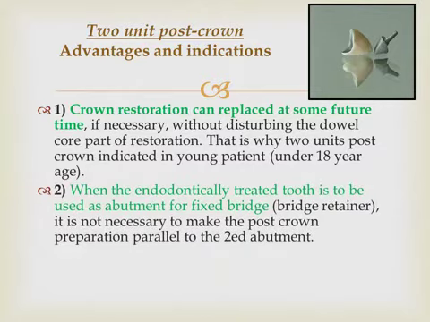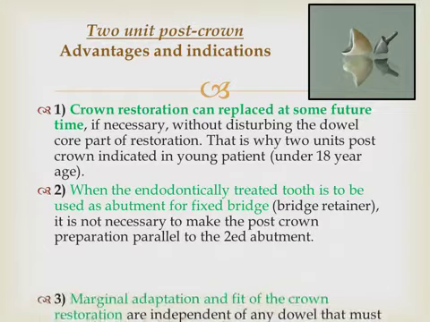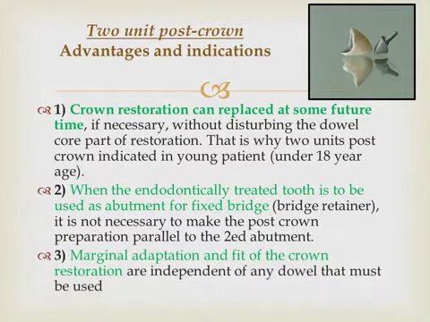Number 2, when the endodontically treated tooth is to be used as an abutment for a fixed bridge, it's not necessary to make the Postcrown preparation parallel to the second abutment. Number 3, marginal adaptation and fit of the crown restoration are independent of any dowel that must be used.